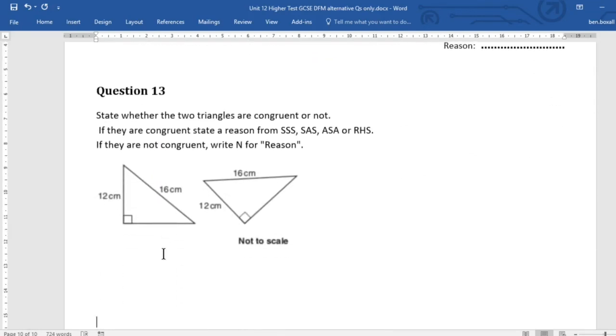Oh, here we go, there's another one. Are these the same? Well, yes they are, because they're both right angled triangles. RHS is right angle, hypotenuse and side. These are two right angled triangles, so that's the R bit of RHS. They've got the same hypotenuse, the H bit of RHS, and they've got the same 12. So the S bit, so they're congruent, and the reason is RHS.